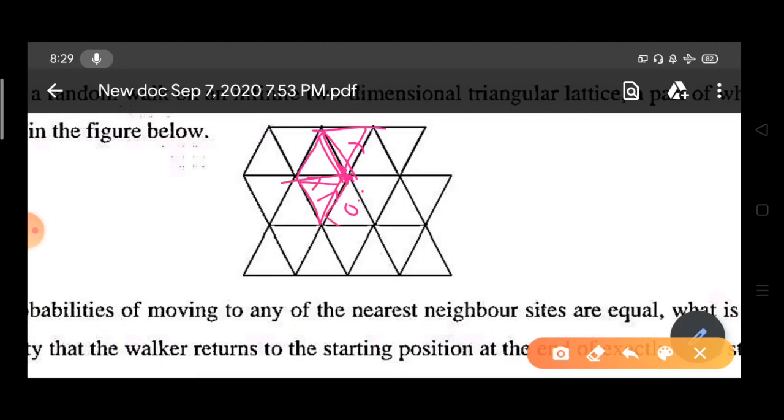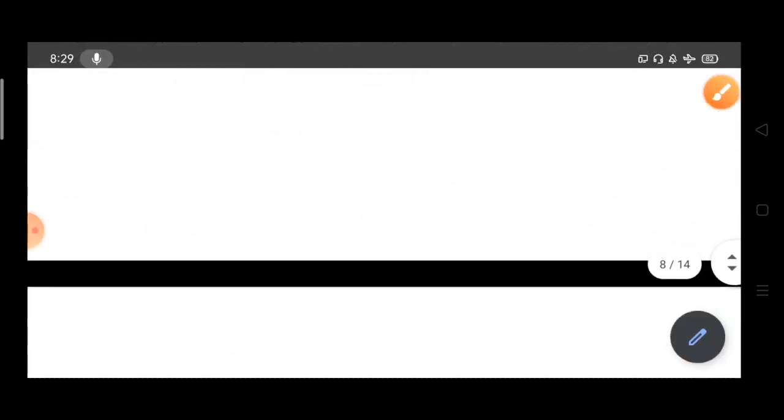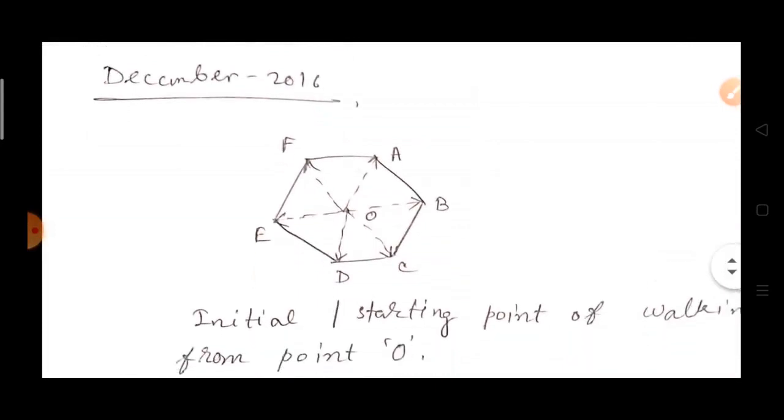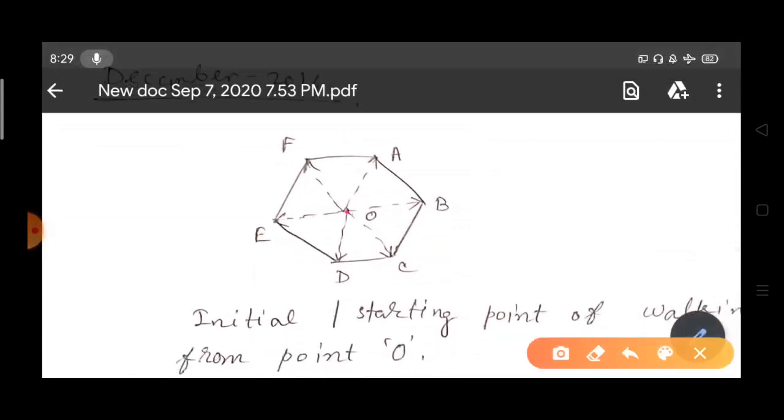Similarly, you can come back by this path, or this path, or this path. So let's give these paths names. We take the origin position as O, and then we name the several paths like O, A, B, O, or O, B, C, O. So this path will be O, A, B, O. This path will be O, B, C, O.